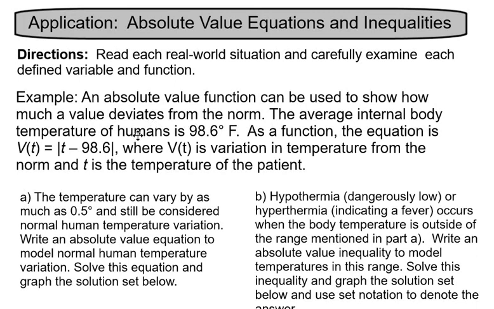The average internal body temperature of humans is 98.6 degrees Fahrenheit. As a function, the equation is V of t equals the absolute value of t minus 98.6, where V of t is the variation in temperature from the norm and t is the temperature of the patient. Part A. The temperature can vary by as much as 0.5 degrees and still be considered normal human temperature variation. Write an absolute value equation to model normal human temperature variation and solve this equation and graph the solution set below.